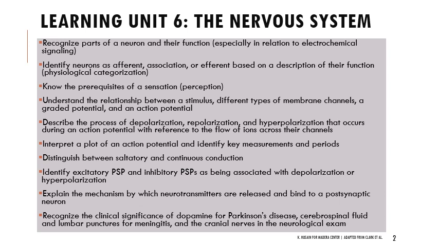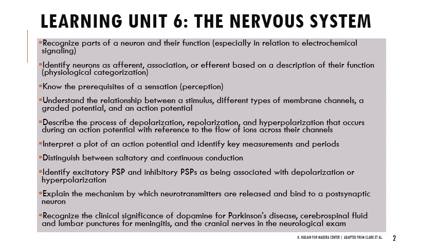So again, thinking about physiology, not their structure, because when we're talking about the nervous system, there's a lot of ways to differentiate it anatomically versus physiologically. So we want to start thinking about the actual functional role of the nervous system. We want to kind of know the prerequisites of a sensation or a perception, understand the relationship between a stimulus, different types of membrane channels, a graded potential, and an action potential. So basically, how does the structure of the membrane and the flow of material across a membrane in response to a stimulus cause an electrochemical signal to be sent?